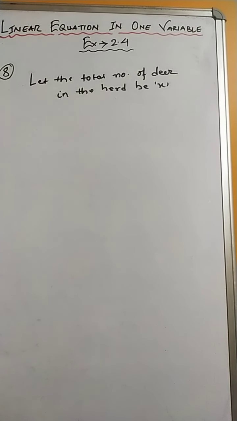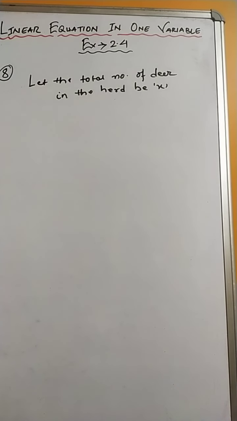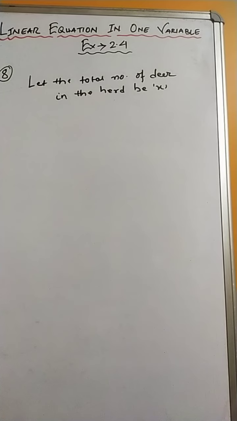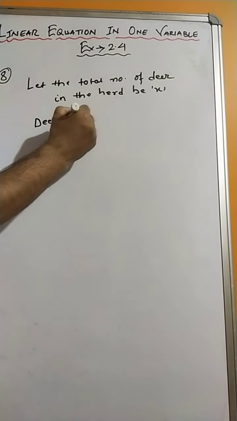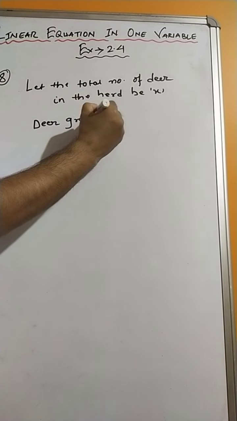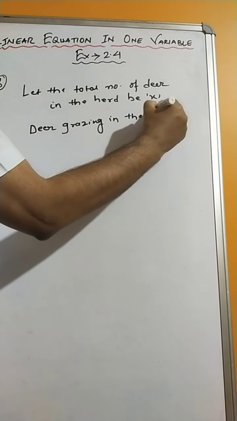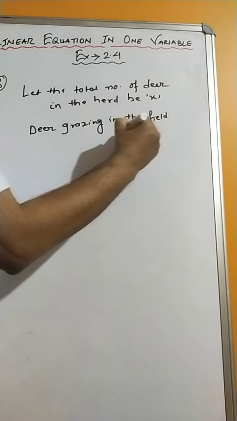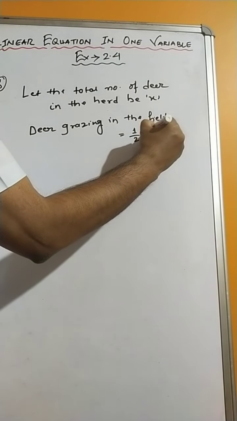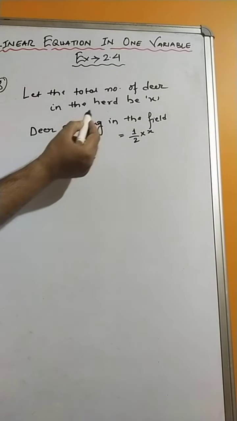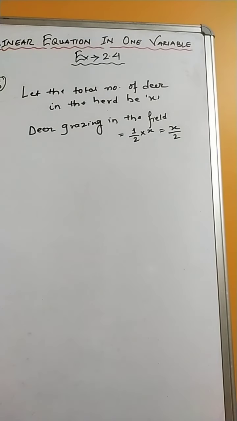Now what is the first sentence saying? Half of the herd of deer are grazing in the field. That's the first thing that we will find out: deer grazing in the field is equal to what? Half of the herd, that means 1/2 into X. That is half of the total deer, isn't it? So the answer would be X upon 2.